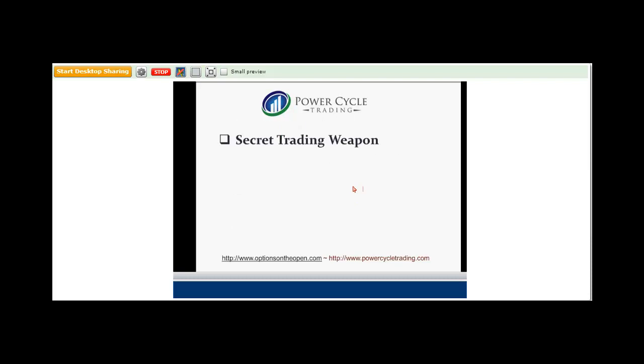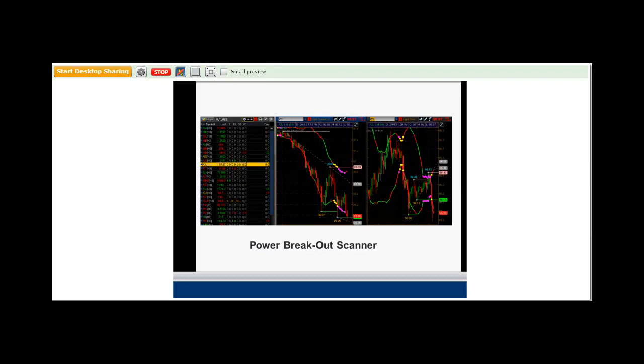So the secret trading weapon is the other thing that we are able to use at Power Cycle Trading. And this is basically based on our trading model that we've put together. It's currently set up only for Thinkorswim because we've had this programmed using ThinkScript. And so this particular model is based on the components of our model, and then we plug it into a screen, thousands of stocks, ETFs, futures, Forex, anything, based on the components of this model.